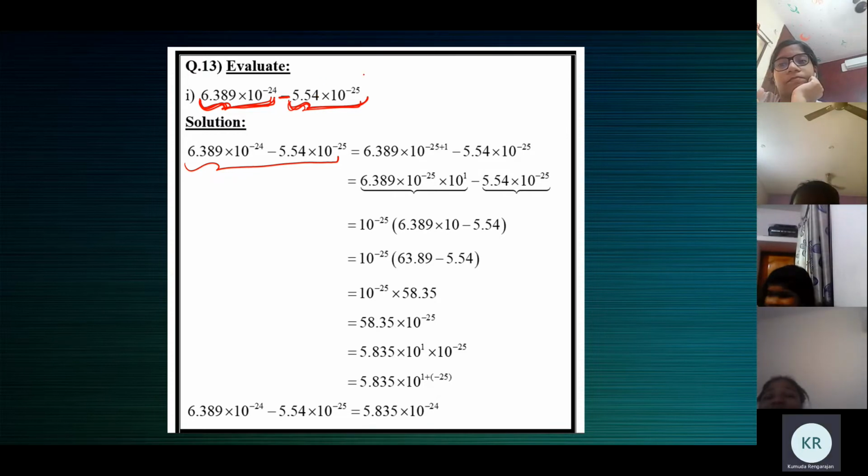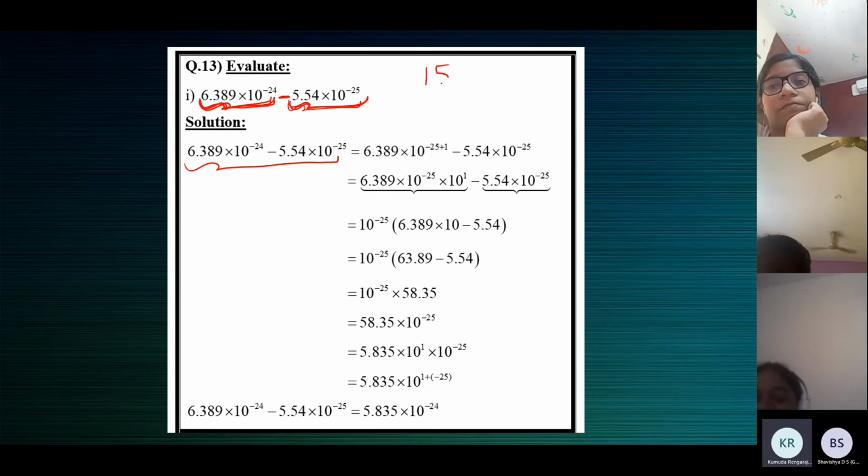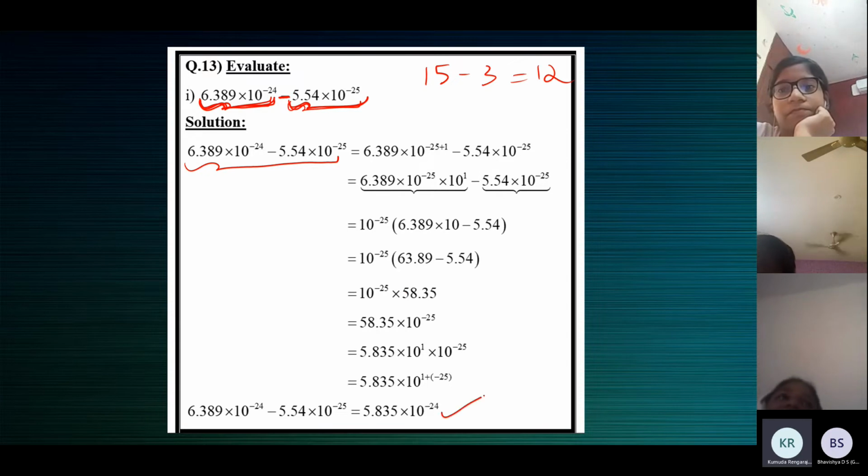Now we need to find the value. Like if you're asked to find the value of 15 minus 3, 15 minus 3 is 12. Similarly, they want you to find this difference. See here, this is the answer. They want you to find the difference between these two.